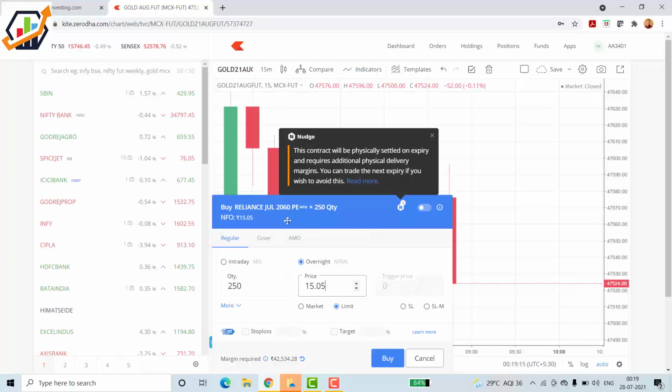So if the price falls below this, and if the price continues to fall, the margin would increase and you would be actually in profit. So if your view is bullish, you can buy a call. If your view is bearish, you can buy a put, right? So this was for buying the put. Similarly, you can buy the puts for the indices, the commodities, and also the currencies.